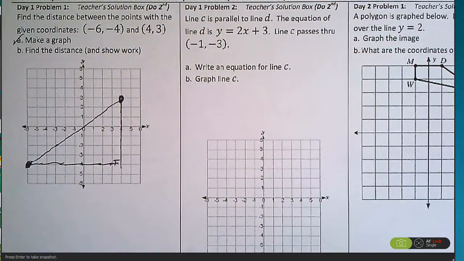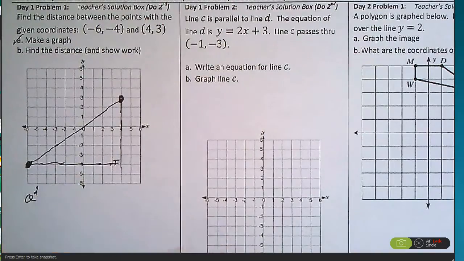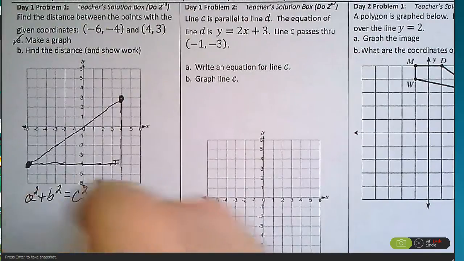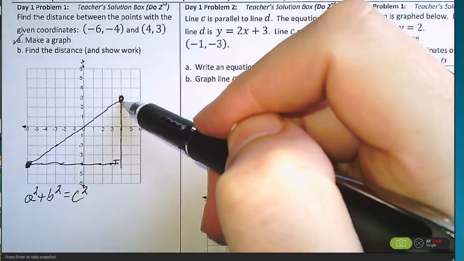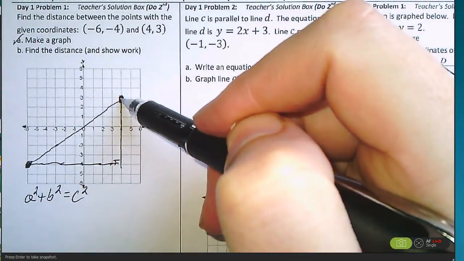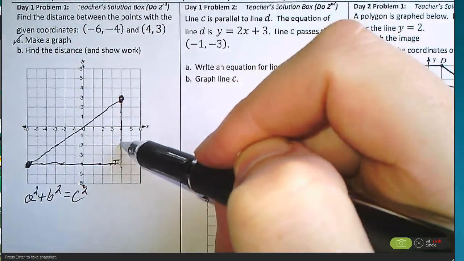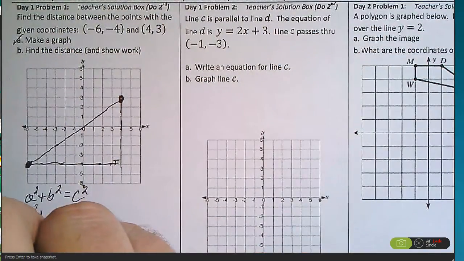The reason this is helpful is because when you have a right triangle, you can use the Pythagorean theorem to find distances. In symbols, the Pythagorean theorem is a squared plus b squared equals c squared. The variable a represents the altitude of this triangle, or the height of the triangle. We can find that by counting the units. 1, 2, 3, 4, 5, 6, 7. So we can put 7 in for a.